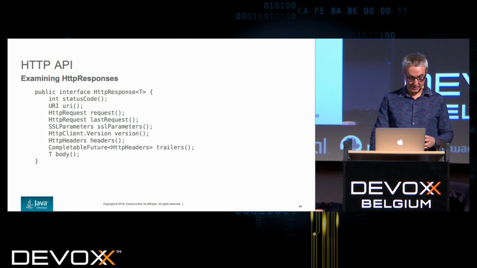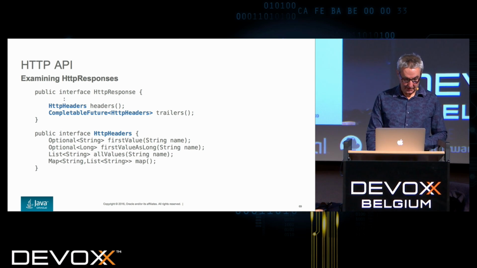If redirections occurred, then last request may return a different request to the one that was initially sent. Then you get the SSL parameters, the version that was used. We'll take a look at headers in a moment, and trailers, and then finally type body, which is type T, the parameterized type on the interface itself.